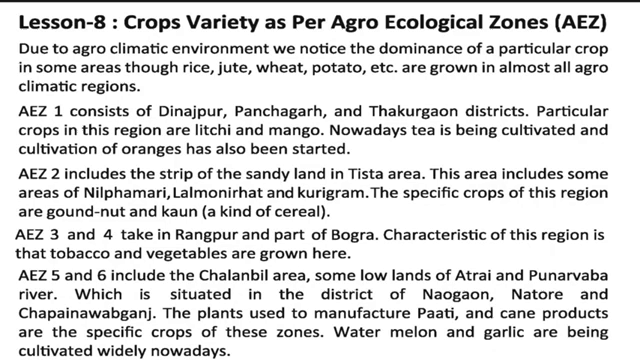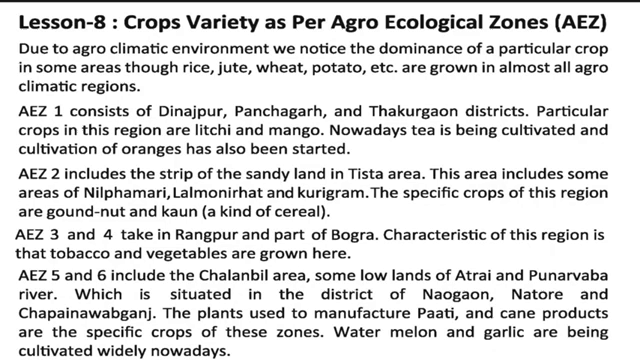Agroecological zone 1 consists of Dinajpur, Panchagarh, and Thakurgaon districts, and the particular crops in the region are lychee and mango. Nowadays we can also cultivate tea there.